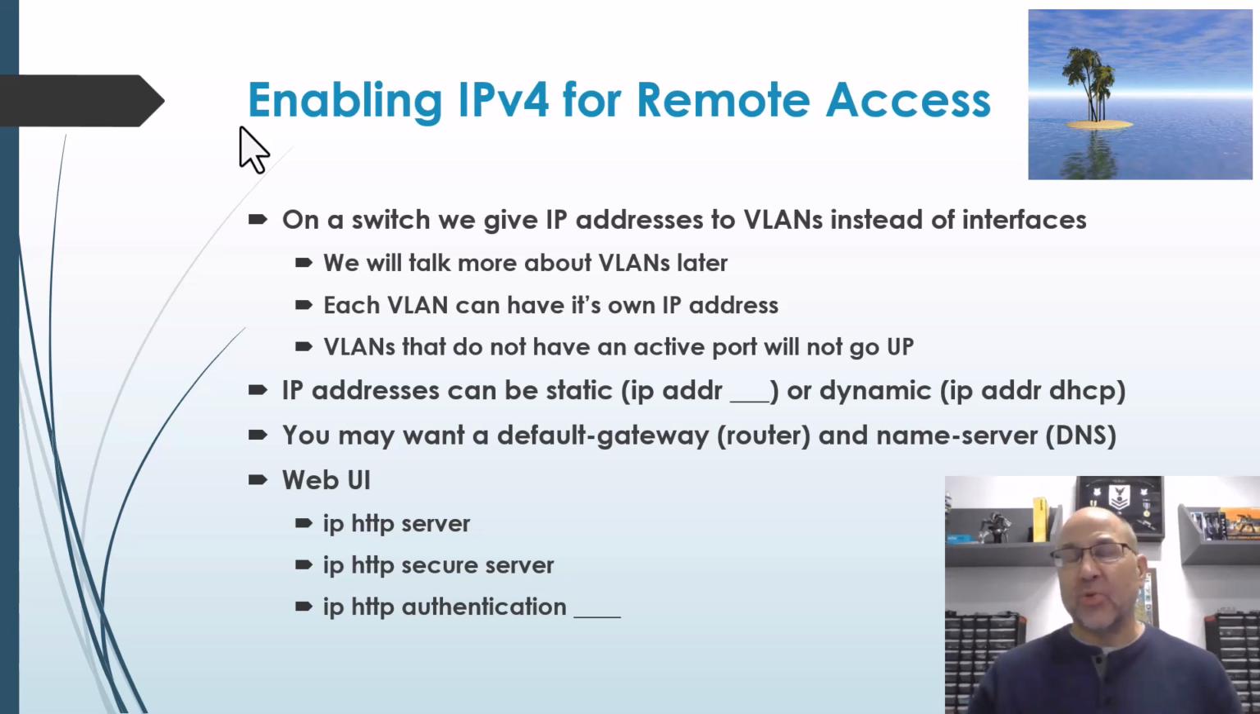Now, IP addresses that you give to a VLAN can be static or dynamic via DHCP. If you're doing bigger, badder networking, like the question example at the beginning of the chapter, you might want to add a default gateway or a name server in the global configuration, but we're not going to bother with that today. If you wanted to use the web UI, you can actually browse to a Cisco device or use web clients to get there.